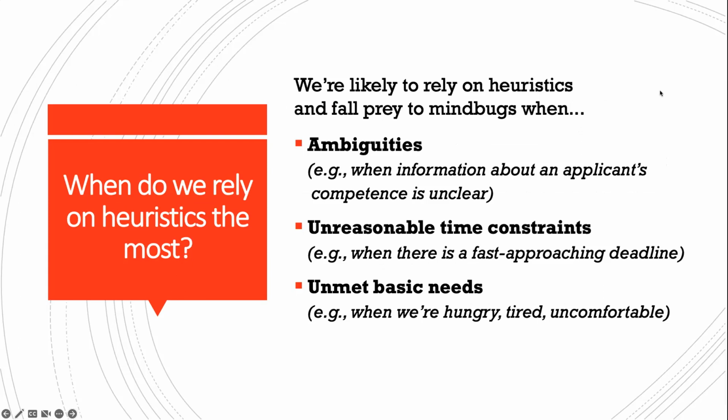We're likely to rely on heuristics and fall prey to mind bugs when there are three conditions that exist. Those three conditions are ambiguity, unreasonable time constraints, and unmet basic needs. Ambiguity, for example, might refer to somebody applying for residency or for a job. If there's unclear information about the applicant's competence or background, folks will tend to rely on stereotypes and make implicit associations based on the applicant's social demographics.